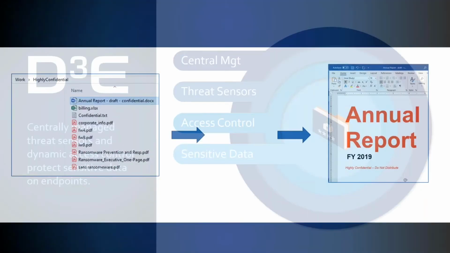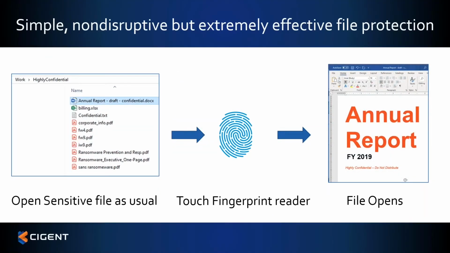At this point, you're probably a little bit confused, saying, what is it and what does this mean and how does it really work? Simply put, if you go to open up a file that's being protected by this solution, you will be challenged by a second factor of authentication.